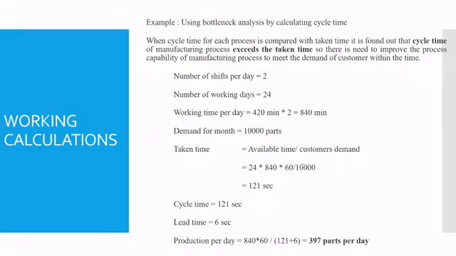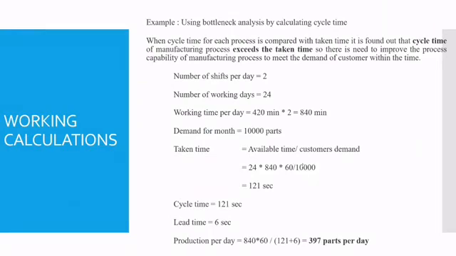Number of shifts per day is 2. Number of working days is 24. Working time per day, 420 minutes times 2 equals 840 minutes. Demand for the month is 10,000 parts. The takt time is available time divided by customer demand. 24 times 840 times 60 divided by 10,000 equals 121 seconds.